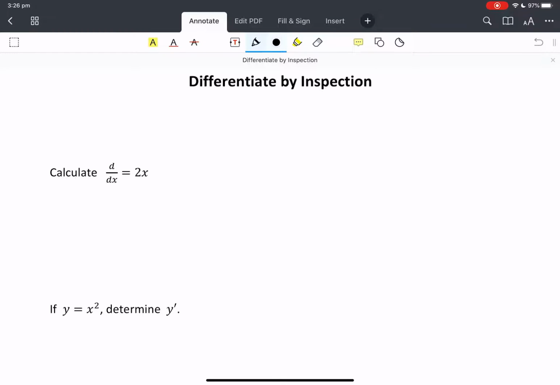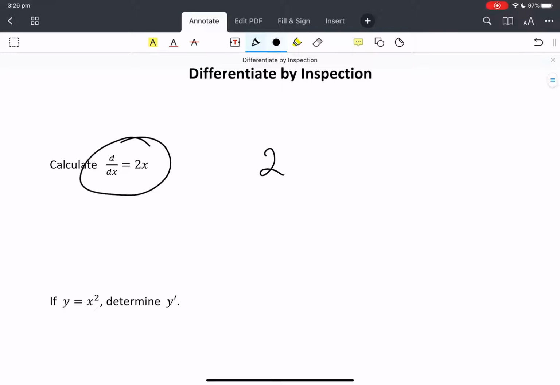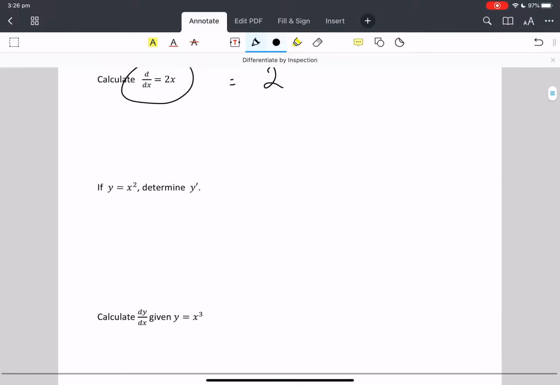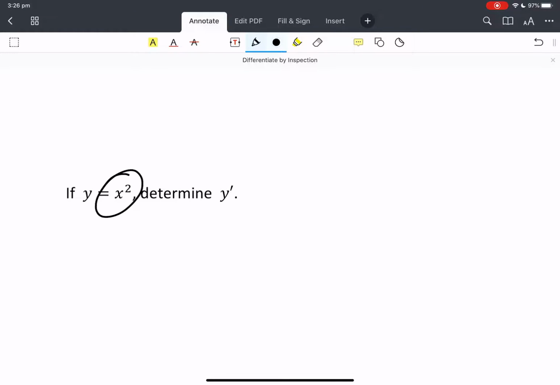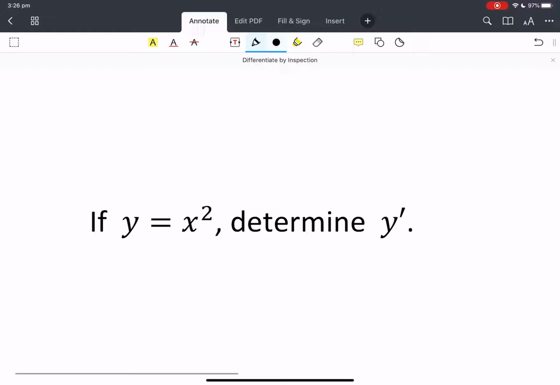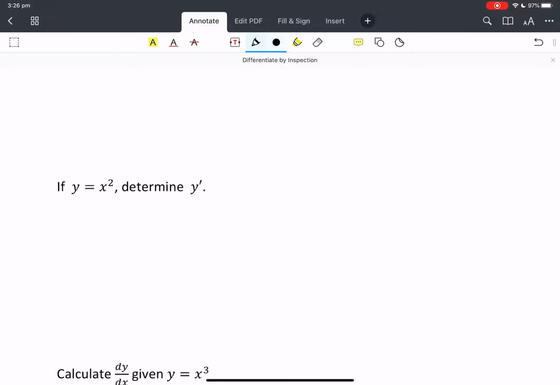Okay, so we've noticed the pattern when we've been differentiating using first principles, and we just know by sight that the derivative of 2x is just going to be 2. We just know it, don't we? I hope we do anyway. We also know the pattern here that the 2 is going to come down the front, and then the 2 is going to become a 1. So the derivative of x squared is just going to be 2x.